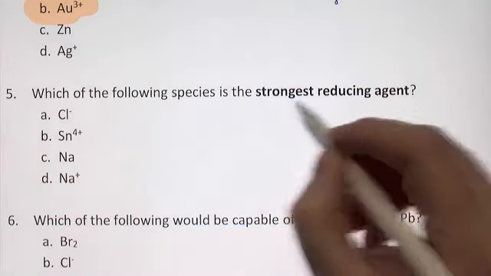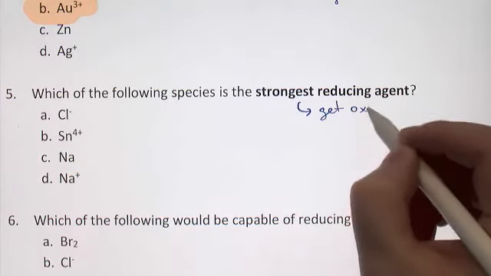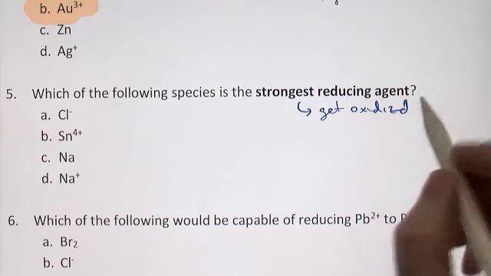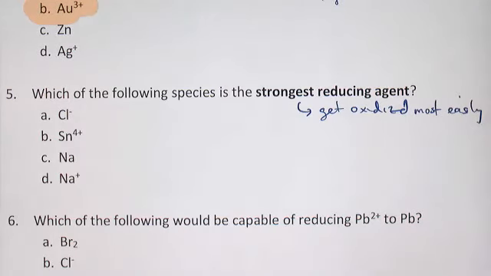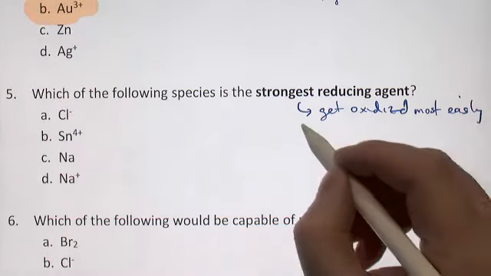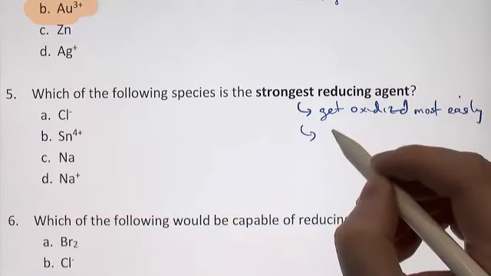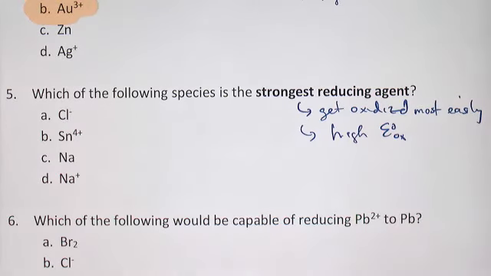Well, strongest reducing agent, what happens to reducing agents? They get oxidized. So if you want the one that's the strongest reducing agent, you'd want the one that gets oxidized most easily, wouldn't you? So then what kind of oxidation potential would it have if it's the most easily oxidized? A high one. Yeah, you want a high oxidation potential. So what side of the chart am I looking for? Left or right? To be oxidized, it would have to be on the right, wouldn't it?